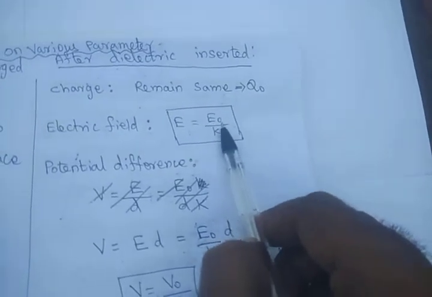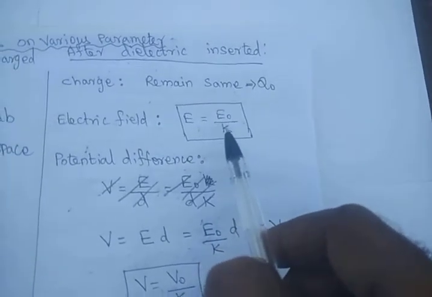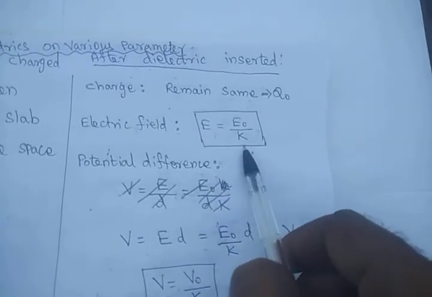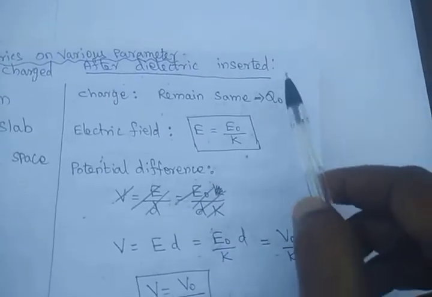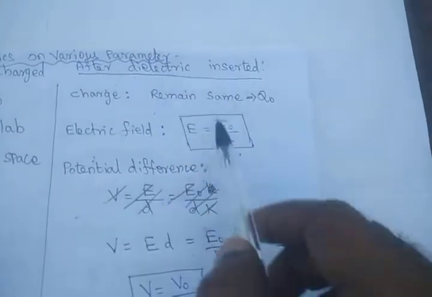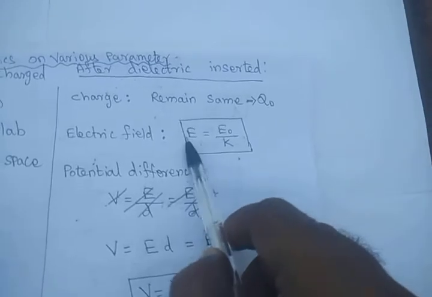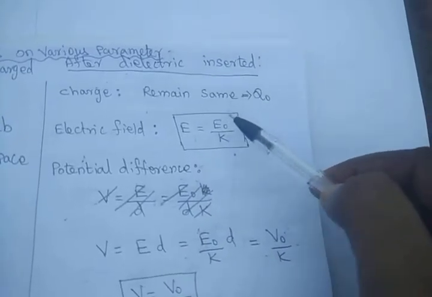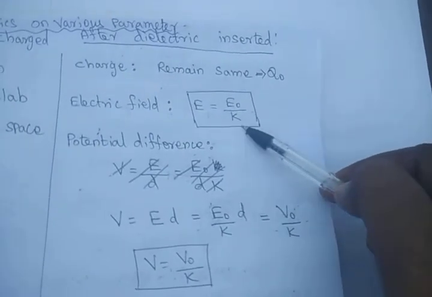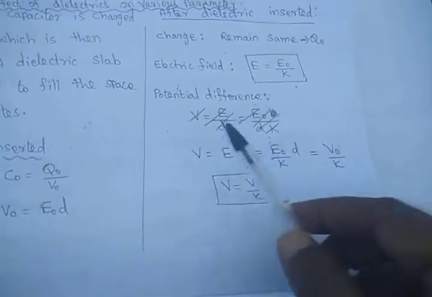The new electric field E is equal to E0 by K. K is the dielectric constant of the dielectric slab. For any dielectric, there is a dielectric constant K. So when the dielectric slab is inserted after the battery is switched off inside the capacitor, the new electric field is equal to the old electric field, that is the electric field before the dielectric slab is inserted, divided by K.